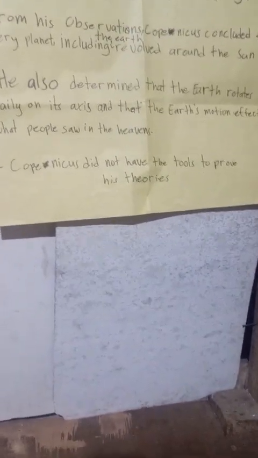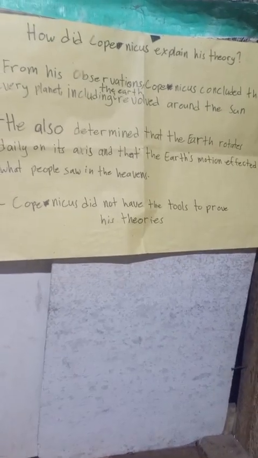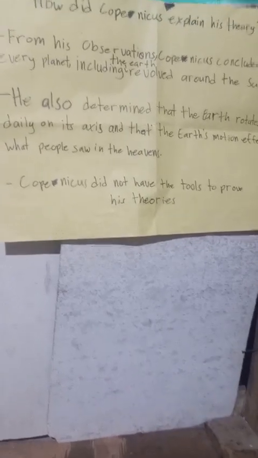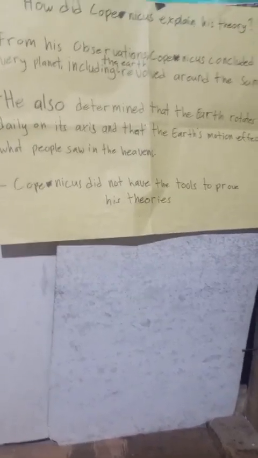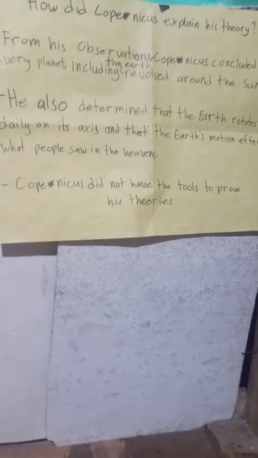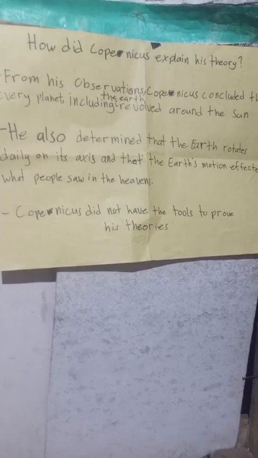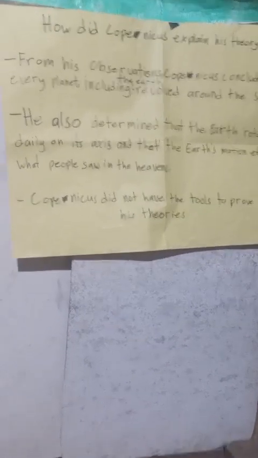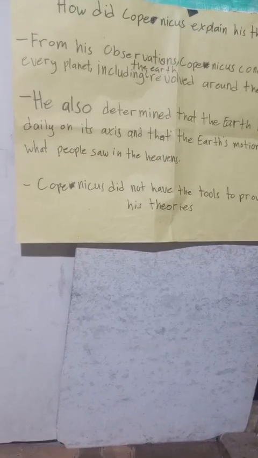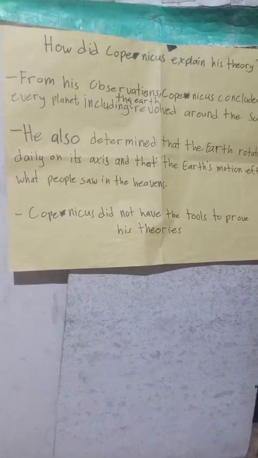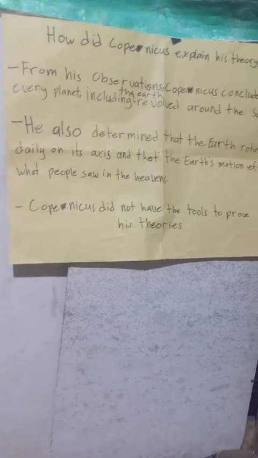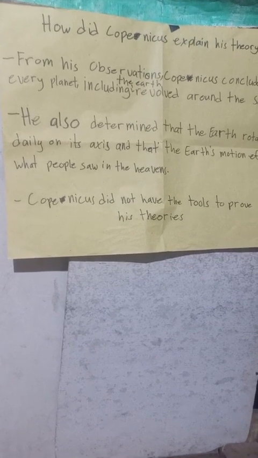And from his observation that the Earth rotates on its axis, we already know what the axis is from our math, and I don't need to explain that. The Earth's motion affected what people saw in the heavens. Like the morning into the night, it's the Earth's motion relative to the Sun, which affects the sky from blue to orange or yellow to dark.